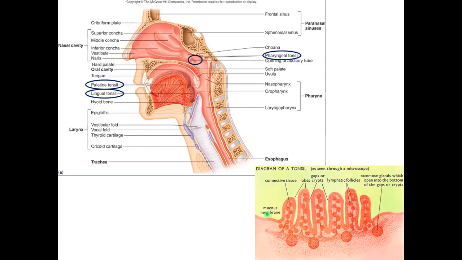If you look at the bottom, mucous membrane and connective tissue, right? And then you have the glands that open into the bottom of the crypts, okay? And these are little lymphatic follicles that hold the lymphocytes and then the macrophages. And you can see that these guys are folds of tissue, and they're supposed to be sort of a first line of defense against bacteria and viruses. But what ends up happening a lot of times is these guys get really irritated and inflamed, and they trap mucus and debris in them, and they cause more problems than good for us.